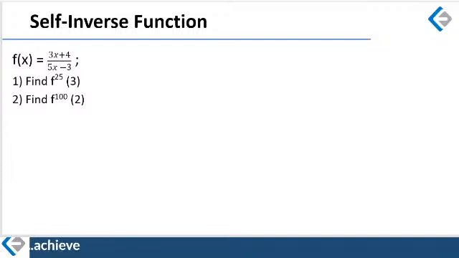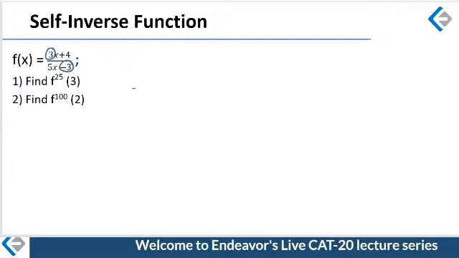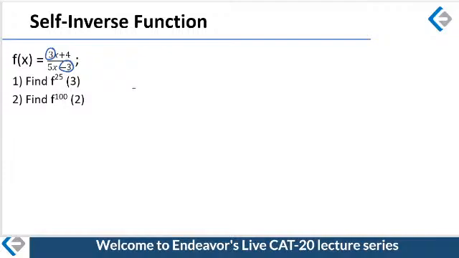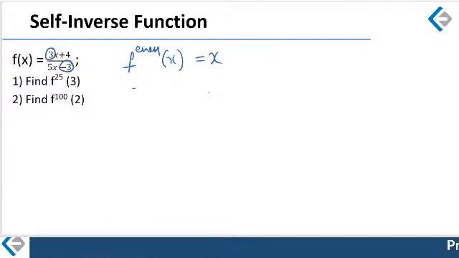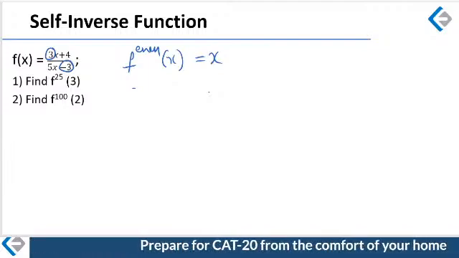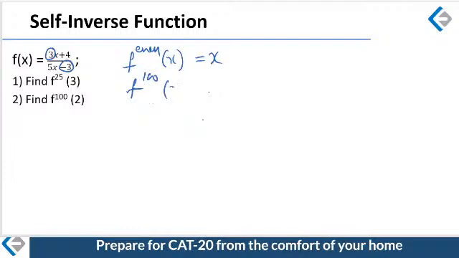Firstly, is this a self-inverse function? Yes, because the value of A is 3, the value of D is -3. Therefore, it's a self-inverse function. What do I know in a self-inverse function? In a self-inverse function, f raised to an even power, f raised to even power times of x, is nothing but x. It simply becomes x. Therefore, f100 times of x will be x itself because it's an even power here.